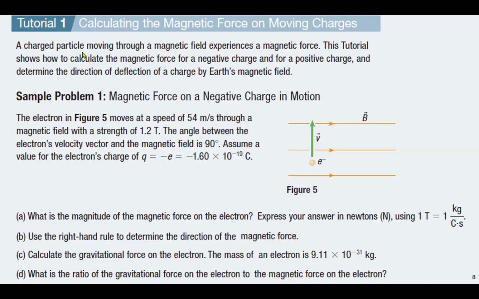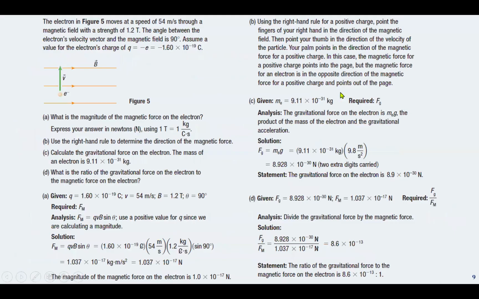All right, have you finished? Let's have a look at the solution together. Okay, question A, we know the magnitude of the electron's charge is 1.60 times 10 to the power of -19 coulombs, and speed is 54 meters per second, and the magnitude of the magnetic field is 1.2 teslas, and theta, which is the angle between the velocity and the magnetic field, is 90 degrees, right?